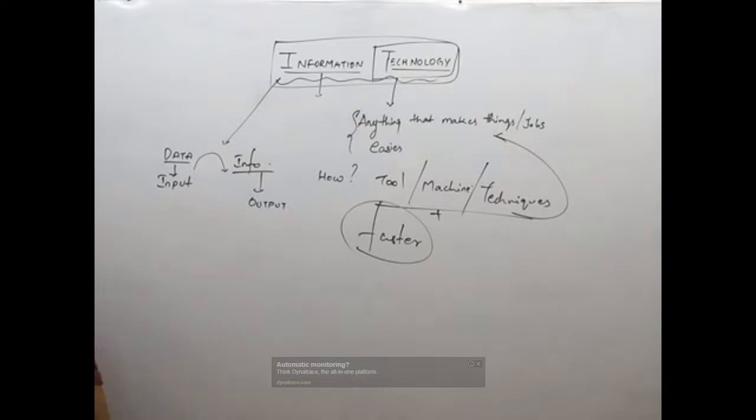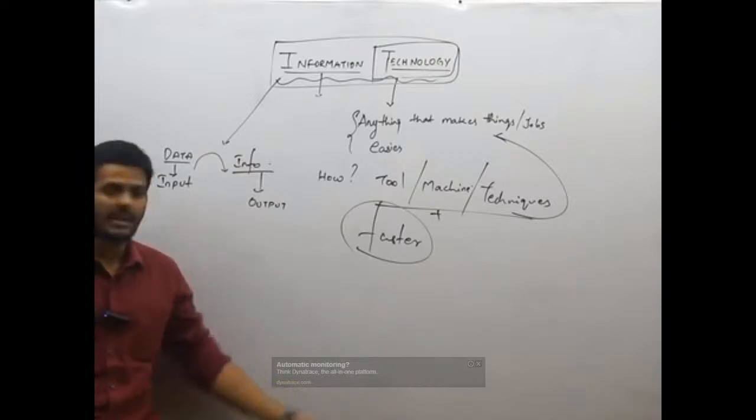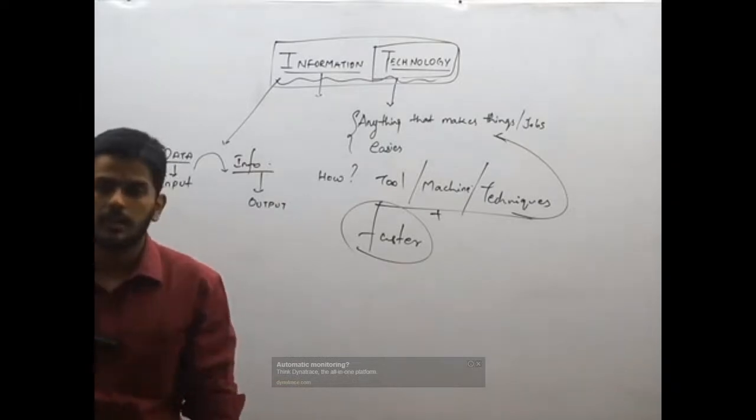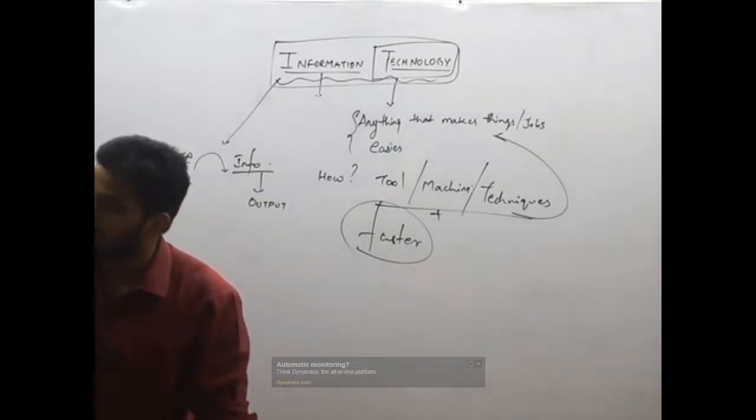Yeah, can you make one definition? What is it? Come on. Whoever it is, just go with the definition. Okay, it may be right or wrong. Anyway, we are going to write the definition in a minute. Chalo, chalo, tell me, what is it? What do you think information technology is all about?